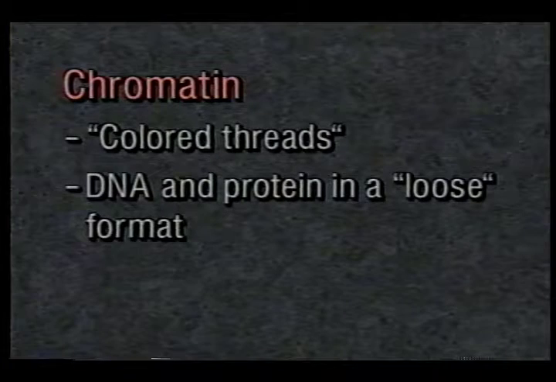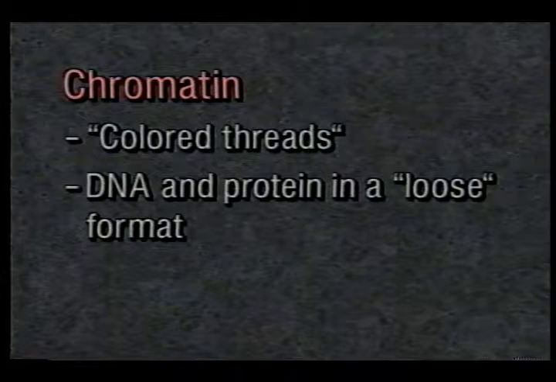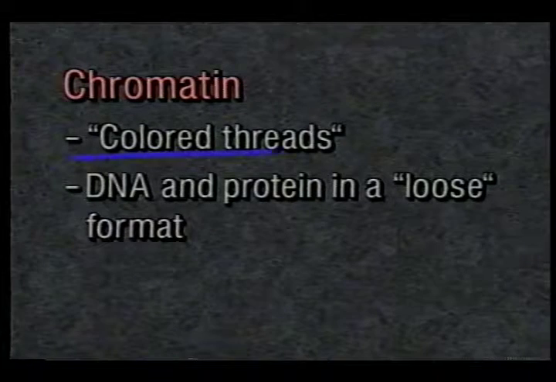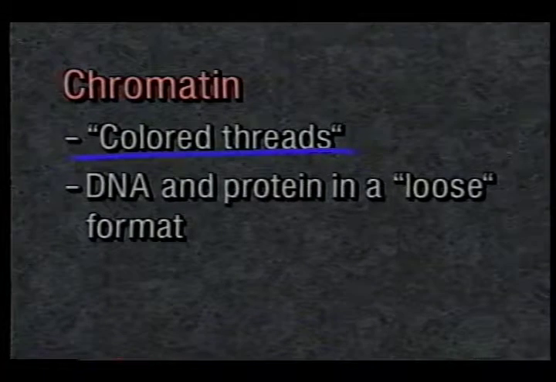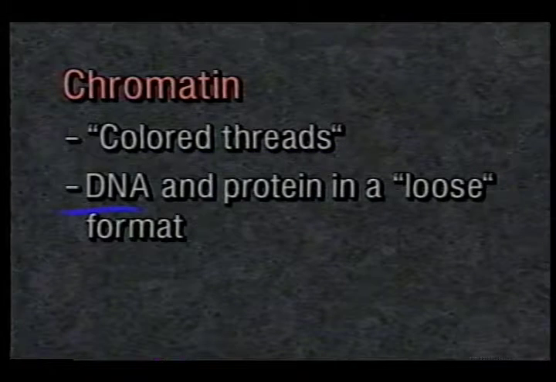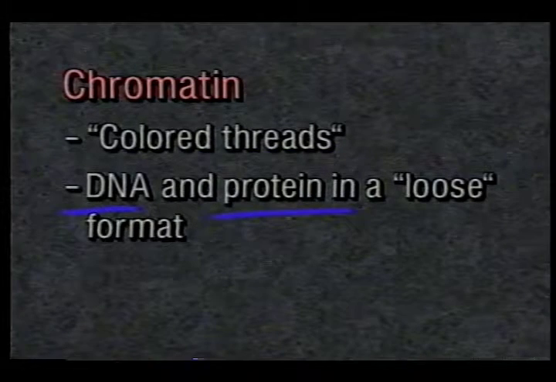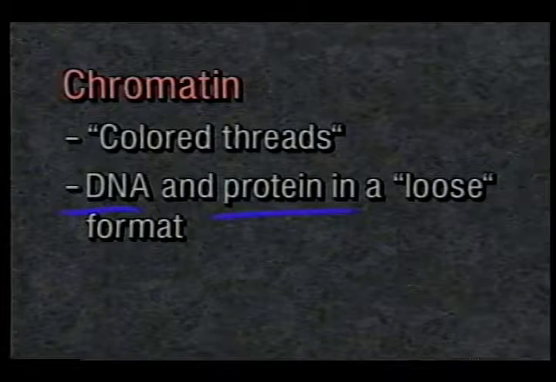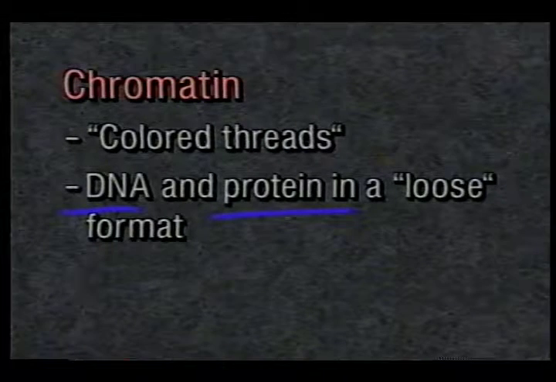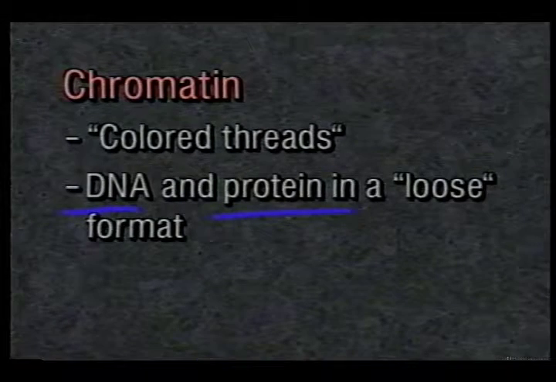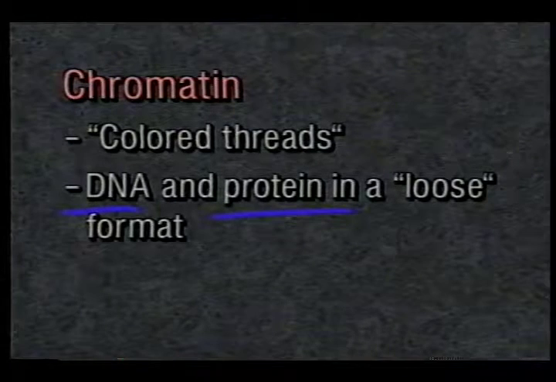Okay, let's come back in and go on to the next still. The chromatin that we were talking about, the name literally does mean colored threads, and basically this is your DNA and the associated proteins that keep it organized, kind of set up in a loose format, if you like, having it set up so it can do various things.